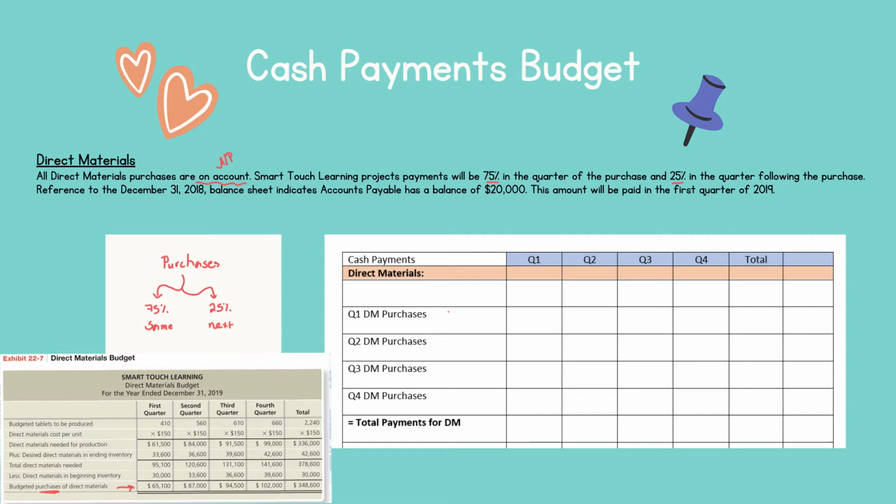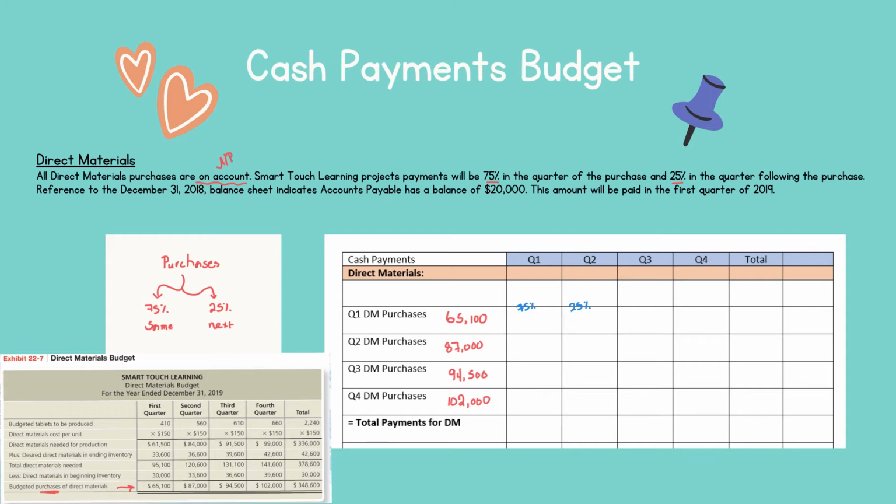So in quarter 1 it was 65,100. In quarter 2 it was 87,000. In quarter 3 it was 94,500. In quarter 4 it was 102,000. So now for quarter 1 purchases, I'm going to pay 75% of this amount in the same quarter, which is quarter 1, and the remaining 25% will be paid in the following one.